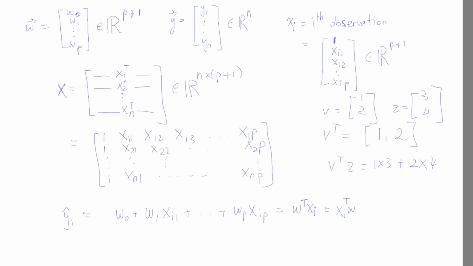Now let me go into a new page. Recall the loss function. The loss function is a function of the p plus 1 parameters. I can write the whole thing as the loss function of the vector W equal to 1 over n, the sum from i equals 1 to n, of yi minus the predicted value of yi, which I just said we could write as W transpose Xi, squared.